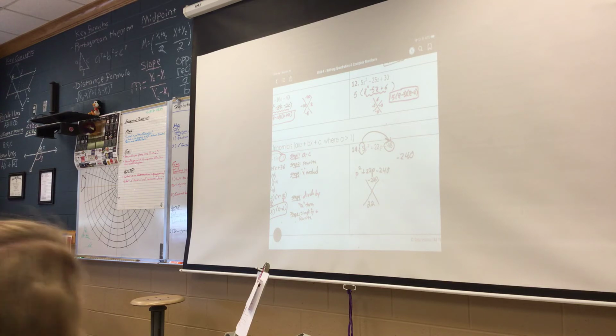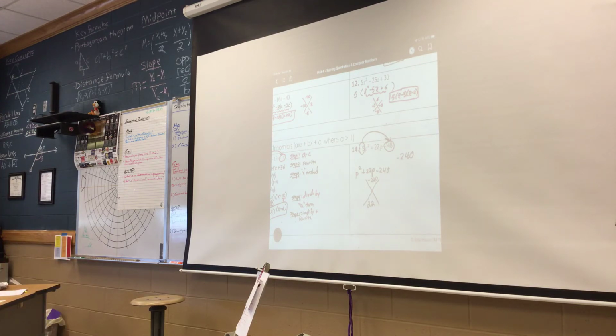Remember, make your little T chart if you have to. Start at 1 and 240, and your list might be a little big. That's okay.